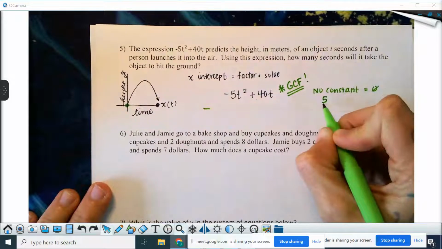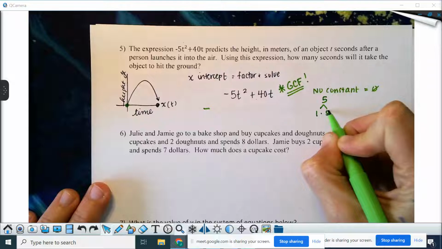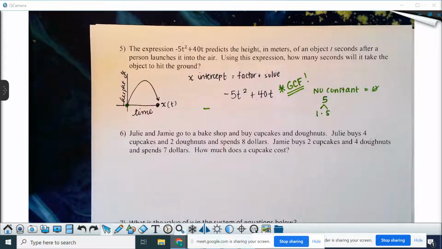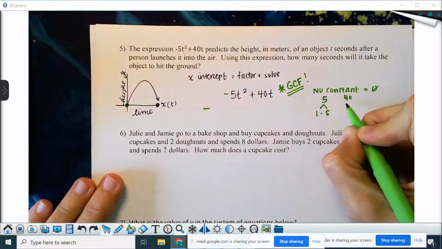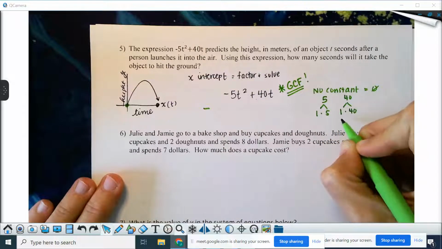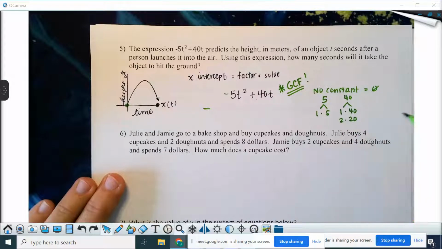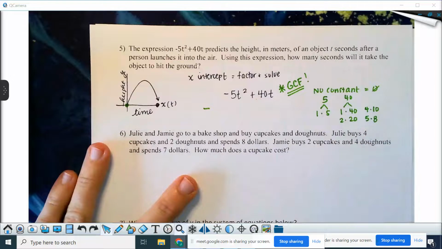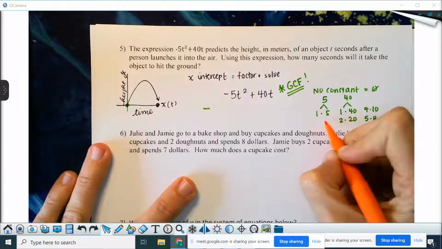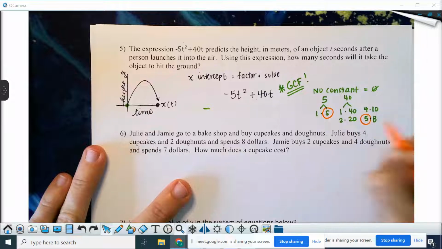So let's see if we do it this way. So 5 would be 1 times 5, not 2 times anything, not 3 times anything, not 4 times anything, and then 5 times 1. So they repeat. So 40: 1 and 40, 2 and 20, 4 and 10, 5 and 8, no 9, and then 10. So looking at both lists, what's the largest number they both have in common? Yep. So that 5 is our GCF.